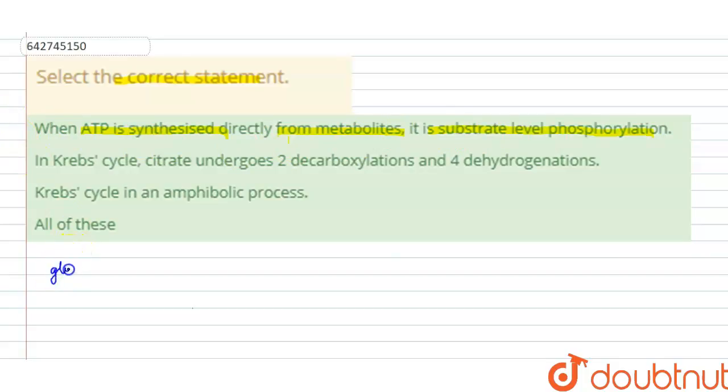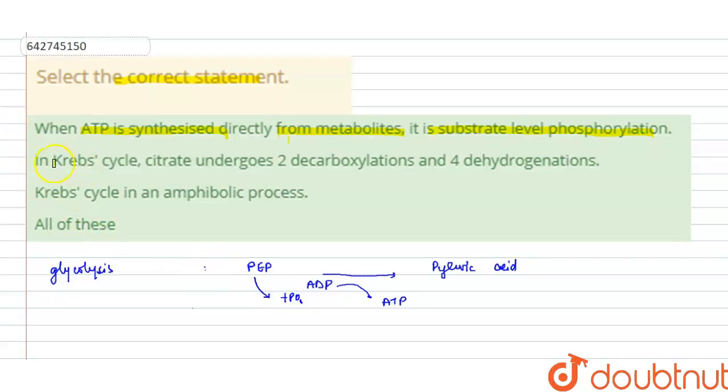As you remember the process of glycolysis, I'm not mentioning the whole process. But in the end of glycolysis, the phosphoenol pyruvate is converted into pyruvic acid, and during this process one ADP molecule is converted into an ATP molecule. For the formation of adenosine triphosphate from adenosine diphosphate, it requires one phosphate molecule, and from where does this phosphate molecule come? It comes from this substrate, and hence it is known as substrate level phosphorylation.